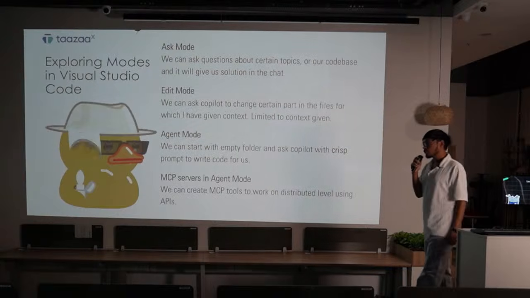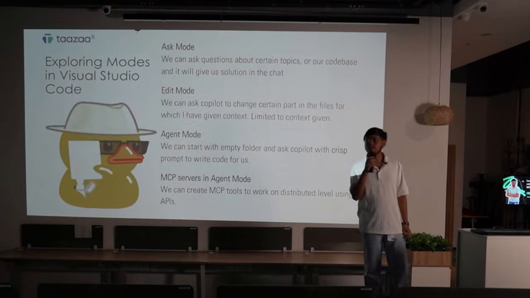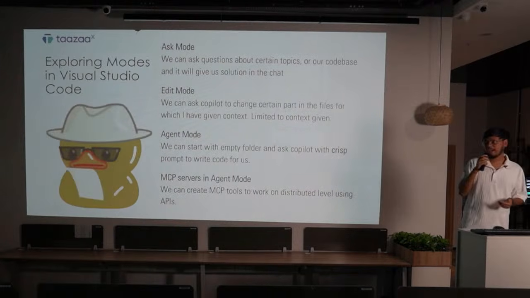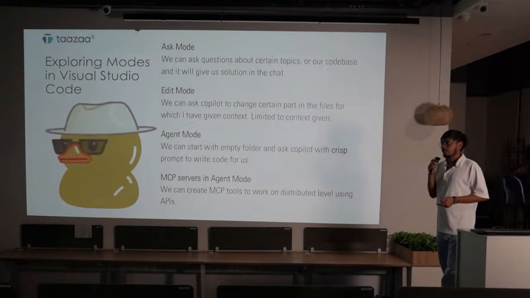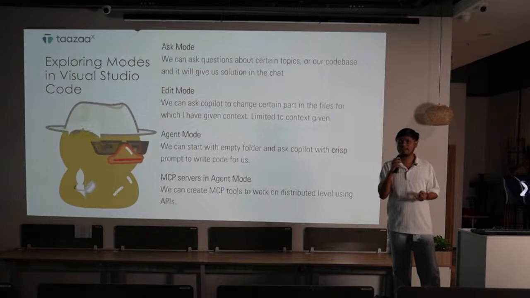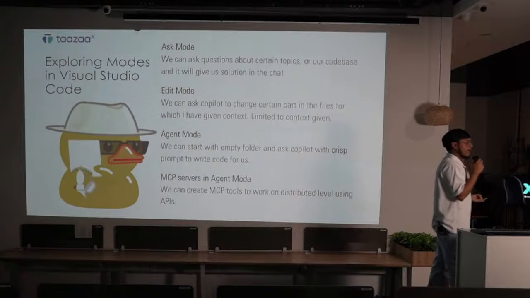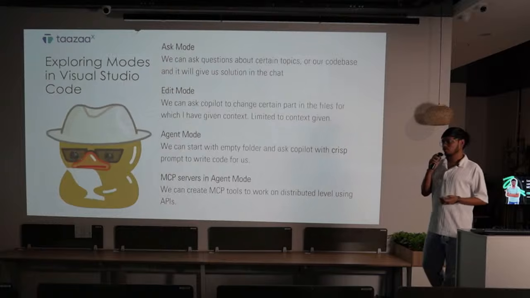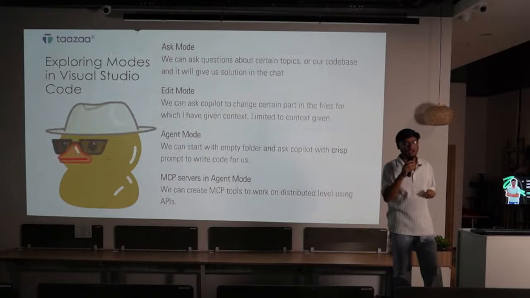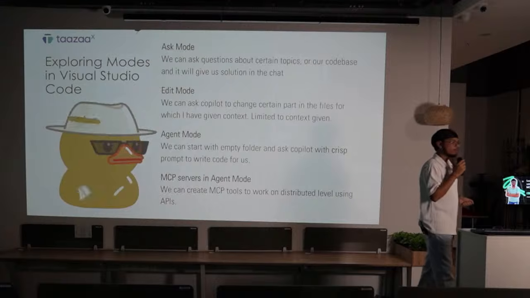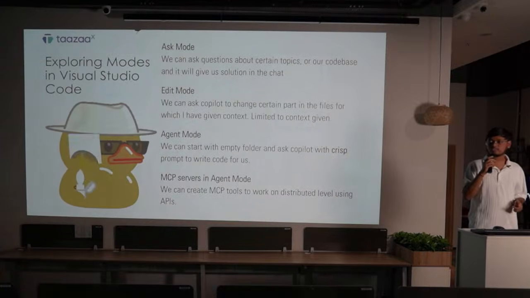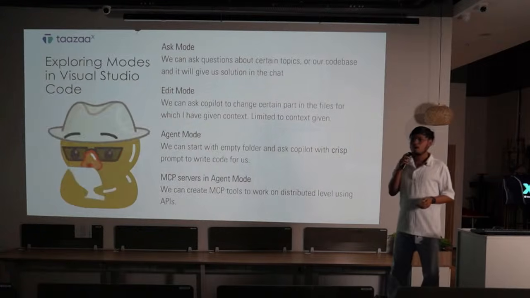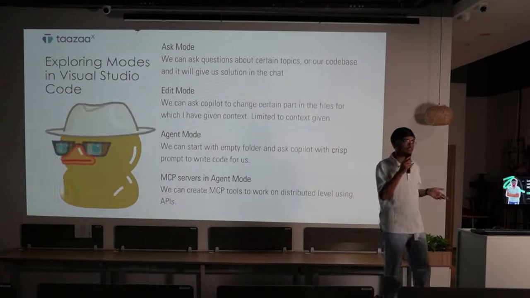So in Visual Studio Code, we basically have three types of AI modes, which are ask mode, edit mode, and agent mode. If we have any question about our code, we can use ask mode to learn about certain topics, or ask, hey, what is this function doing?